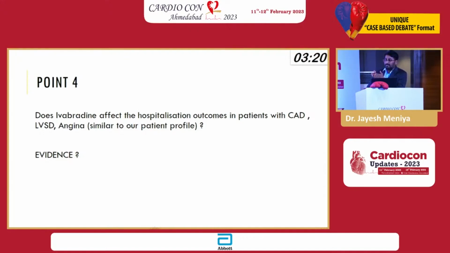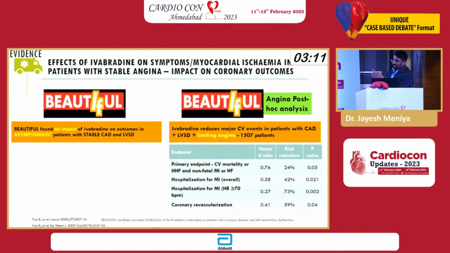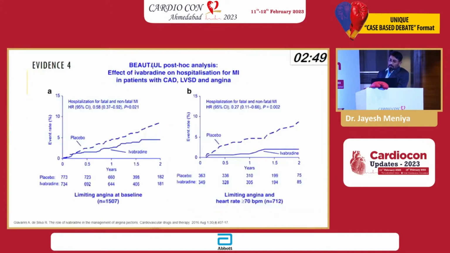So our patient has coronary artery disease, NYHA class 2 dyspnea, and LV systolic dysfunction. So we have two landmark studies. One is the BEAUTIFUL study. Of course, the overall data of the BEAUTIFUL study is negative, but in the subgroup analysis of symptomatic patients who have limiting angina, there was a significant improvement of the primary endpoint of CV mortality and fatal MI in the ivermectin group as add-on therapy. So this is the data.